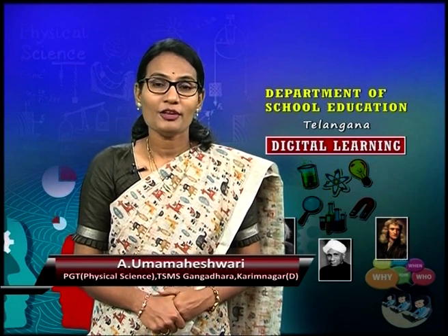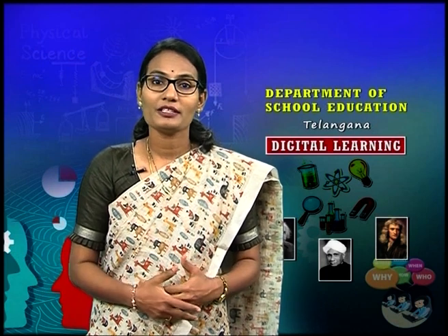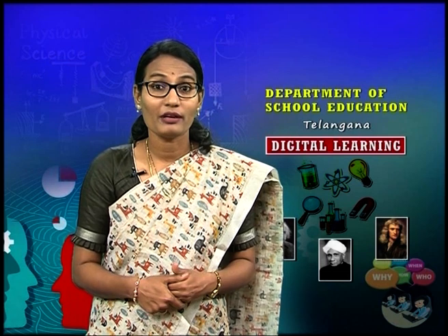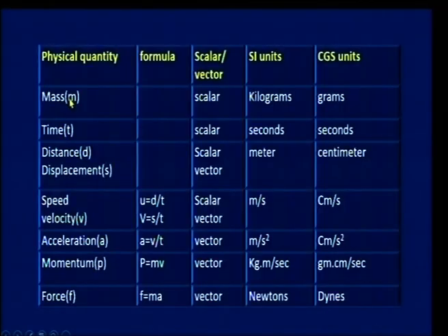Children, in your previous lesson you might have learned various physical quantities. So I want to recall those physical quantities. Look at this table. Mass, symbolized with small m, is a fundamental physical quantity. This quantity is a scalar quantity which does not have any direction. Units of mass are kilograms in SI system, grams in CGS system.